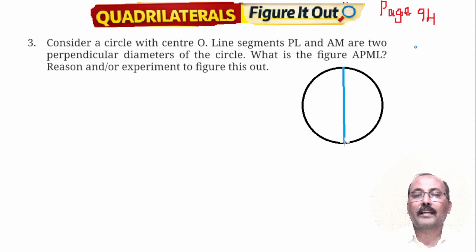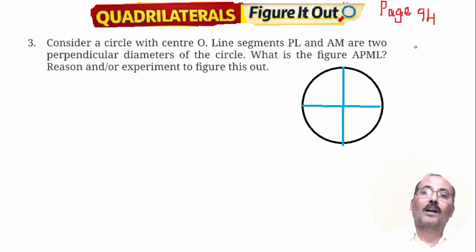I'll take it like this. Yeah, it may go wrong, no problem, let it be as it is. Whether they are equal or not, we can't say. Okay, assume that they are equal. See, line segments PL and AM are 2 perpendicular diameters of the circle. We have only drawn line segments, but they are perpendicular to each other. A diameter means it passes through the center point O.